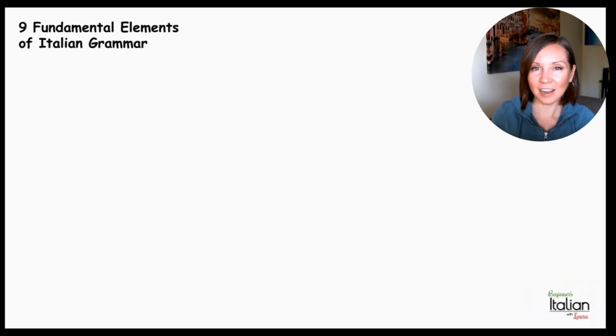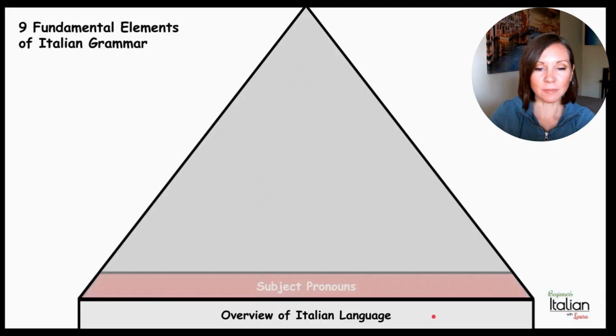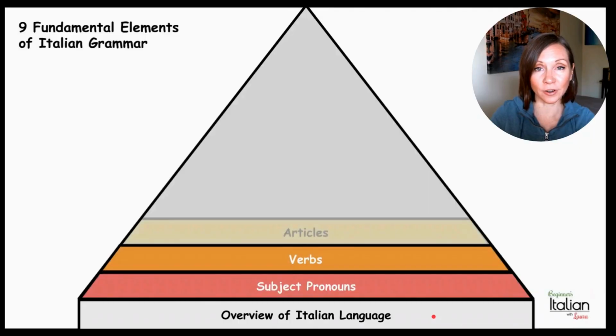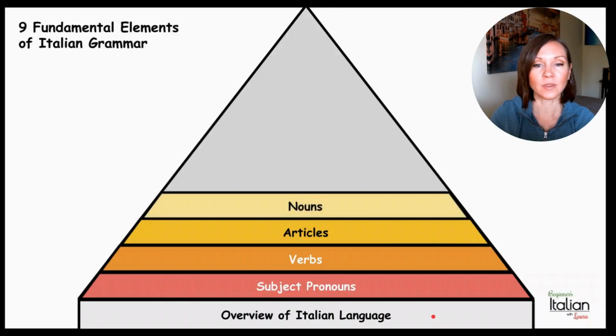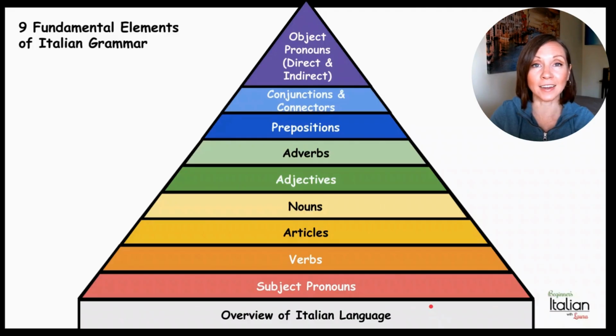So I've created a little pyramid so that you can see how far you've come and how far you still have to go. We've already covered the overview of the Italian language in Unit 1. Next up is subject pronouns. And then we have verbs, articles, meaning indefinite and definite articles like the, a, things like that. And then we have nouns, adjectives, adverbs, prepositions, conjunctions and connectors, and finally object pronouns, both direct and indirect.